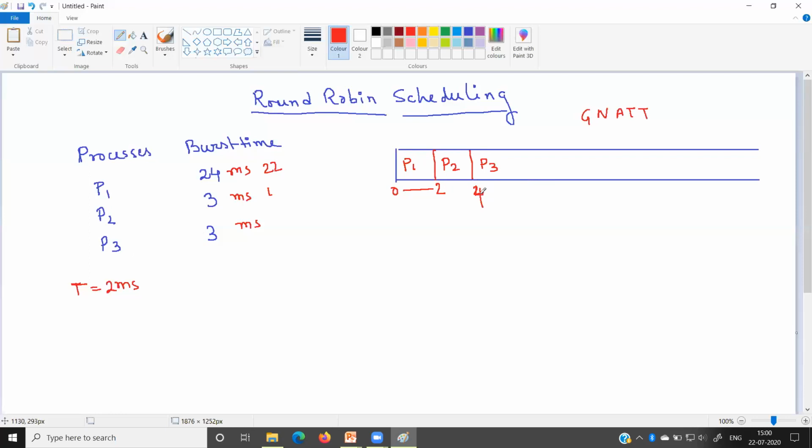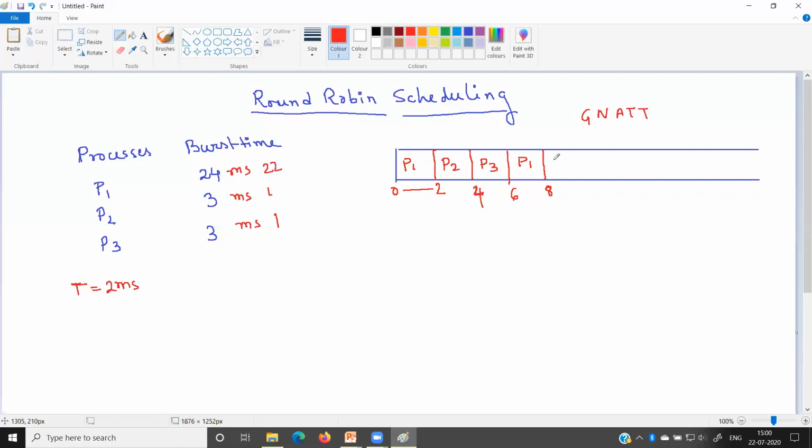Now P3 will start from 4, execute for 2 units, and leave the CPU at 6. Again the same scheduling will happen, starting from P1. After this, the remaining burst time for P3 is 1 millisecond. Now the next process is P1, which has 22 milliseconds burst time. So P1 will start its execution again and continue for 2 units of time. It will leave the CPU at 8.